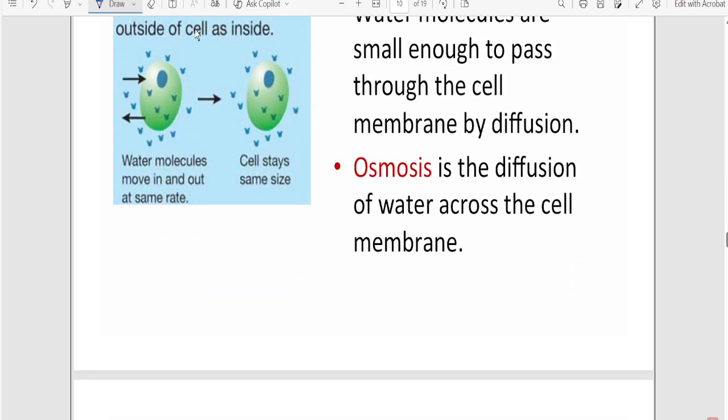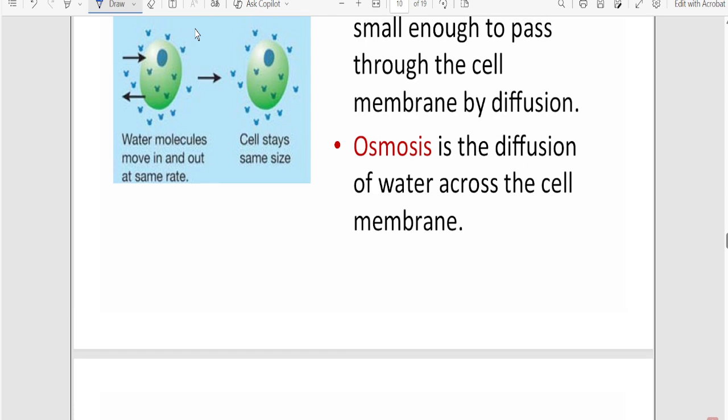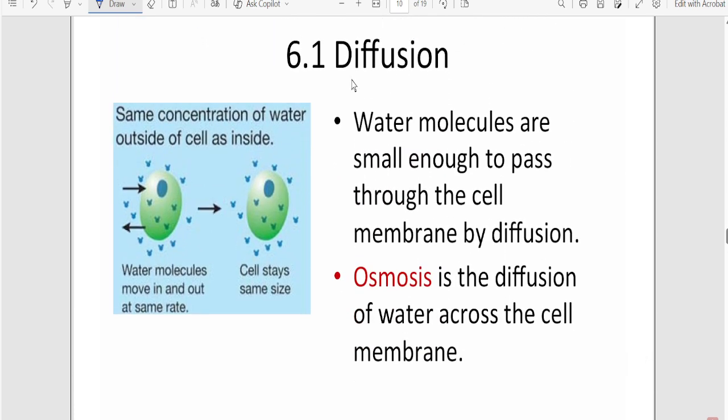Now let's talk about osmosis. Water molecules are small enough to pass through the cell membrane by diffusion. Only small molecules can pass through diffusion, okay? If the concentration of water is the same outside of the cell, water molecules move in and out at the same rate until they maintain equal concentration. So osmosis is the diffusion of water across the cell membrane.